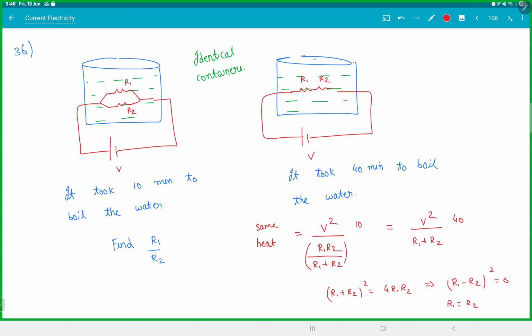1:1 ratio. Easy. Since the containers are identical, they have the same amount of water, they require the same amount of heat to boil. But both of them are producing different amounts of power, so power into time is constant. Any doubts on this? Next one.